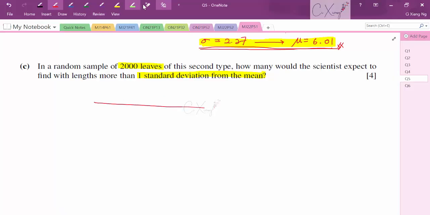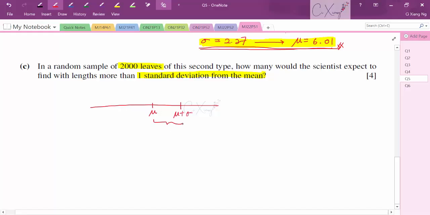Generally, if we have a number line, and I assume the mean is somewhere on the line, so this is, let's say, the mean. One standard deviation from the mean means that it can be somewhere here, because it is one standard deviation above the mean, and it can also be one standard deviation below the mean, where it becomes mean minus the standard deviation. So the distance here will also be one standard deviation. Okay, so this is the meaning of one standard deviation from the mean.